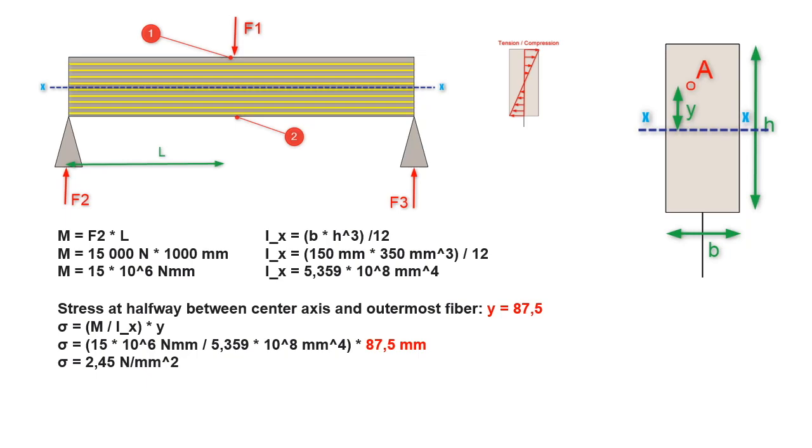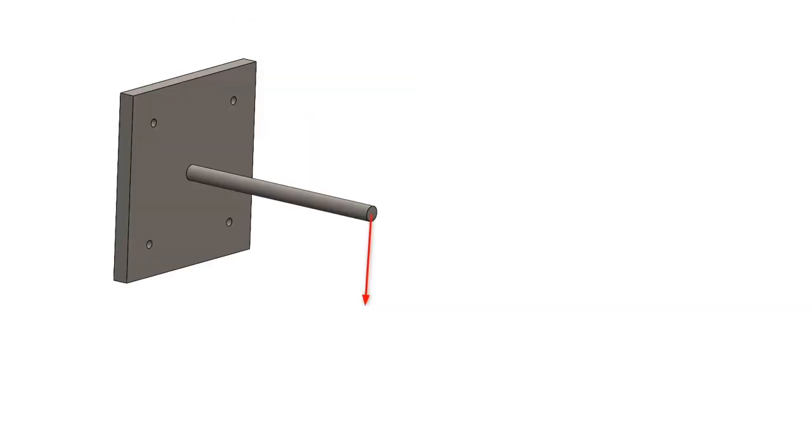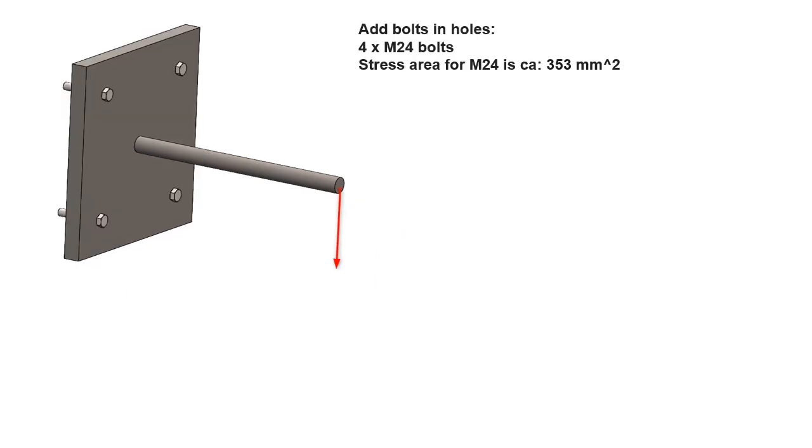Okay, and then we're going back to our previous example. This is a familiar flange with a beam and a force pulling on it. For this method, we are going to use bolts. In this example, I put in 4 M24 bolts in the holes, and the stress area for the bolts, which you can find in tables, is 353 millimeters squared.